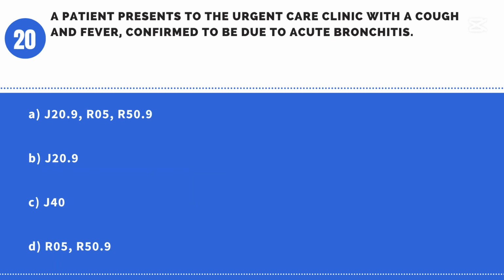Question 20. A patient presents to the urgent care clinic with a cough and fever, confirmed to be due to acute bronchitis. A. J20.9, R05, R50.9. B. J20.9. C. J40. D. R05, R50.9.